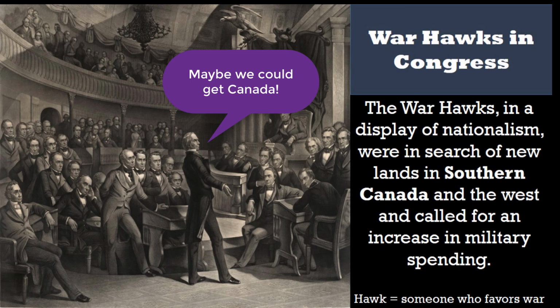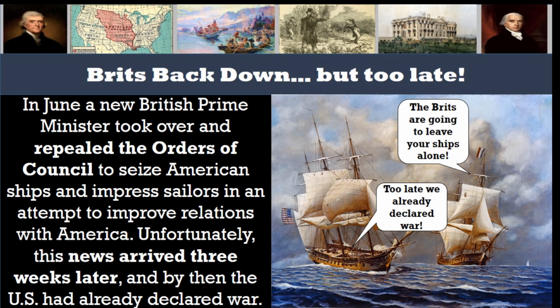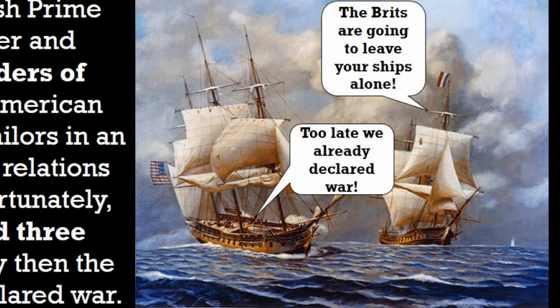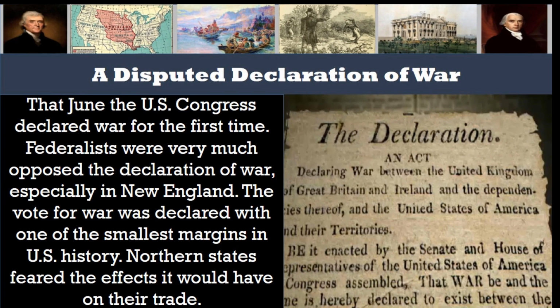The War Hawks called for an increase in military spending and prepared America for war. The British, busy in their own war against the French, decided to back down. In June, a new prime minister took over and repealed the Orders of Council, which would stop the practice of impressment in an attempt to improve relations with America. Unfortunately, the news arrived 3 weeks too late, and by then the U.S. had already declared war. That June, the U.S. Congress declared war for the first time in U.S. history.